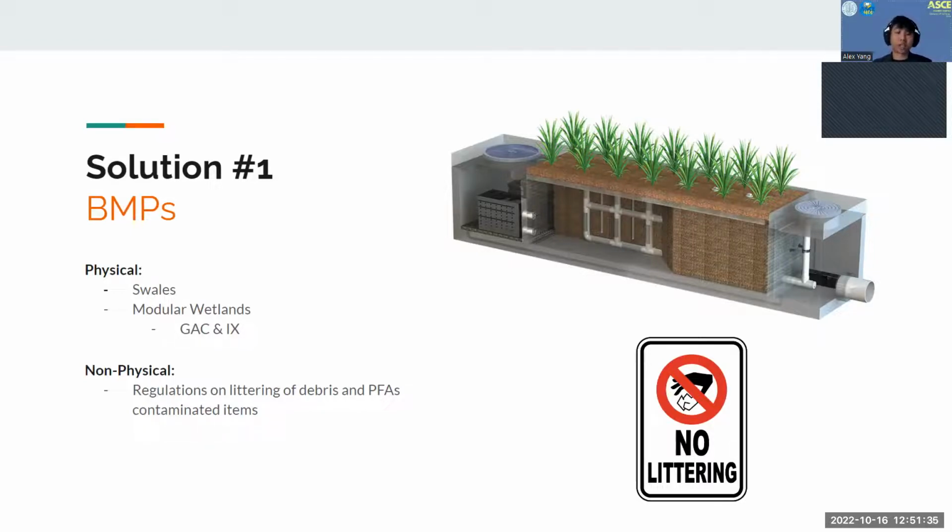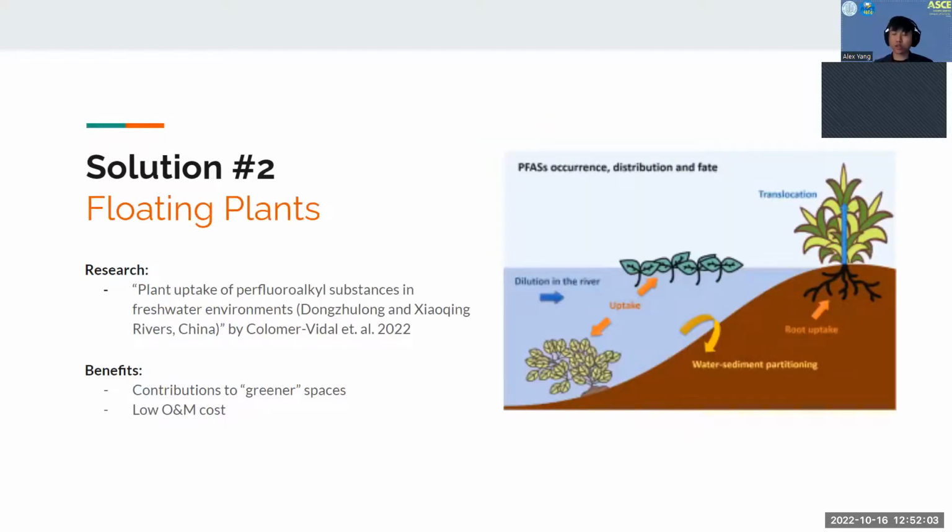Non-physical BMPs that will work in conjunction with the physical BMPs could be implementation of regulations on the littering of debris and items that may contain PFAS, or investing in community organizations that help reduce the spread of PFAS items through community cleanups. The combination of physical and non-physical BMPs aimed at reducing PFAS transport into the environment, in addition to reducing other pollutant spread, would be a great option due to its preventative measures that also reduce PFAS exposure from other sources.